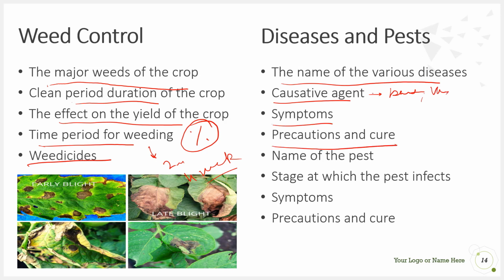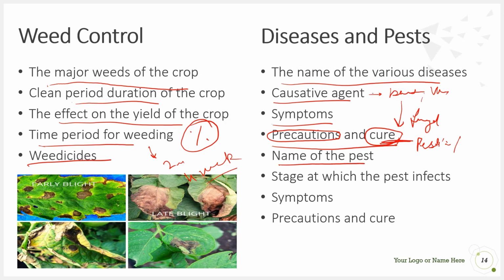Many diseases cannot be cured once they take place. So we must know the precautions for all diseases, and if it takes place, such as a bacterial disease, there are different cures. If it is a fungal disease, then also there are different cures. So we must know the cure, which will be a pesticide.